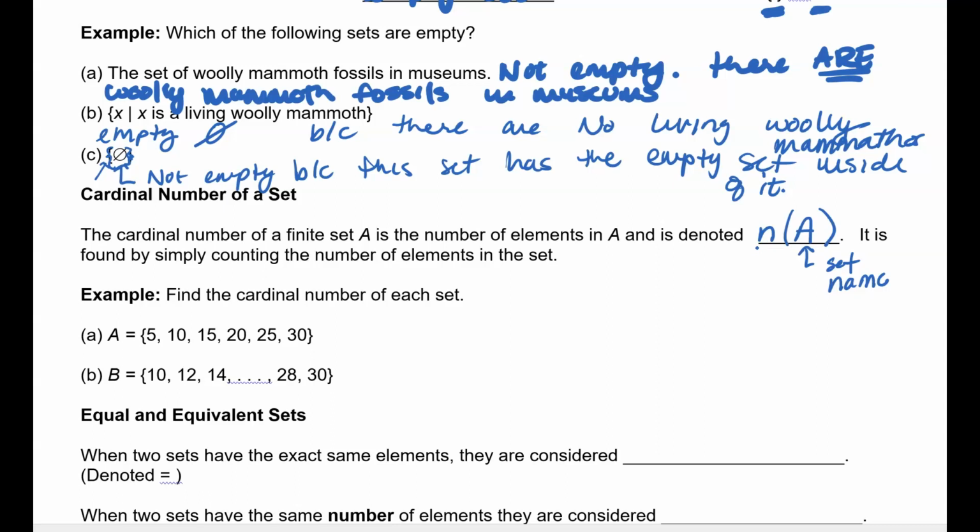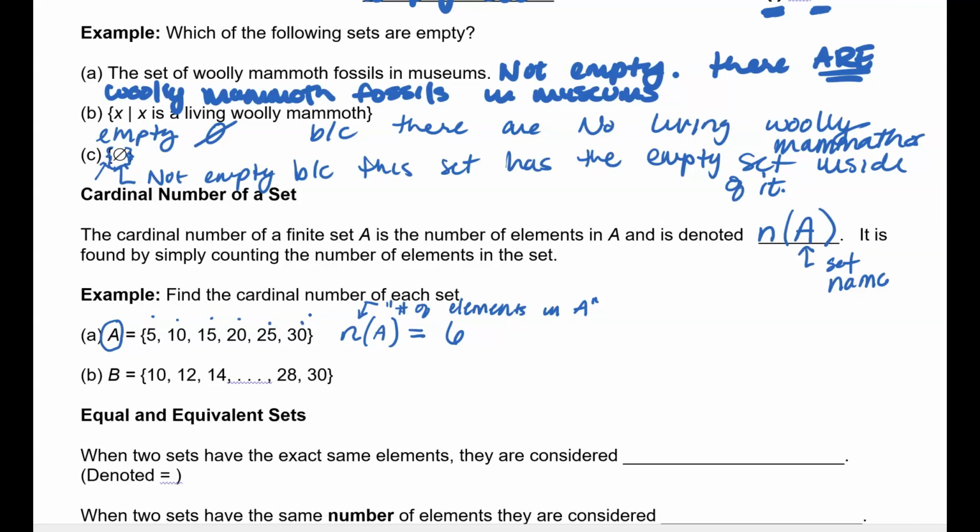Let's look at the example. It says find the cardinal number of each set. Since this set is called A, the way we write it is n of A, and you say it as number of elements in A. When you see n of A, you want to say in your head number of elements in A. That's what it stands for, and the whole purpose of the shorthand notation is so we don't have to write this all out. So n of A in this case would be 6, because there are 1, 2, 3, 4, 5, 6 elements in A.